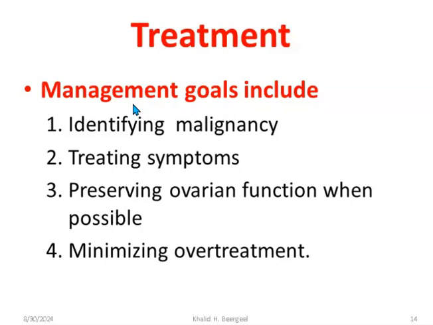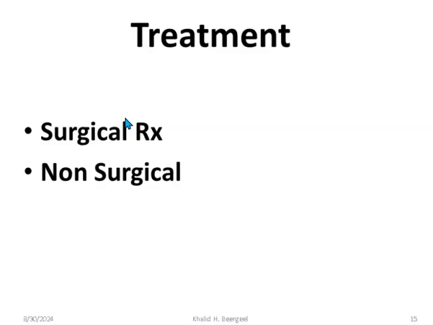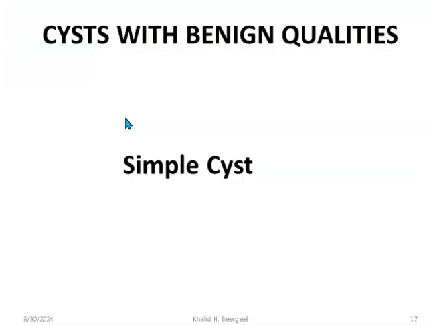So the management goal, as we identified before, is to identify whether this is malignant. So you will use those points to classify it as malignant or not. And for treatment options, you have medical treatment and surgical treatment, and it depends on the size and the age of the patient and the diagnosis.